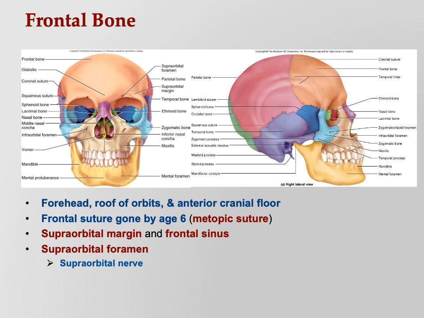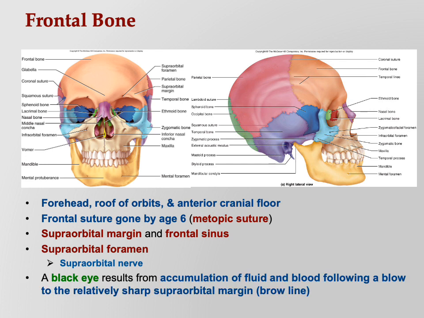The supraorbital foramen. Notice there's a hole in the supraorbital margin. That's the supraorbital foramen. Remember, foramen means a hole. This is where a nerve comes in, and also blood vessels. So, you know, a black eye, seen people with a black eye? That's from the accumulation of fluid and blood following a blow to the relatively sharp supraorbital margin, your so-called brow line. So somebody punches you in the face, if they hit up by your supraorbital margin, right through that supraorbital foramen there's a blood vessel coming through, and that can burst open.